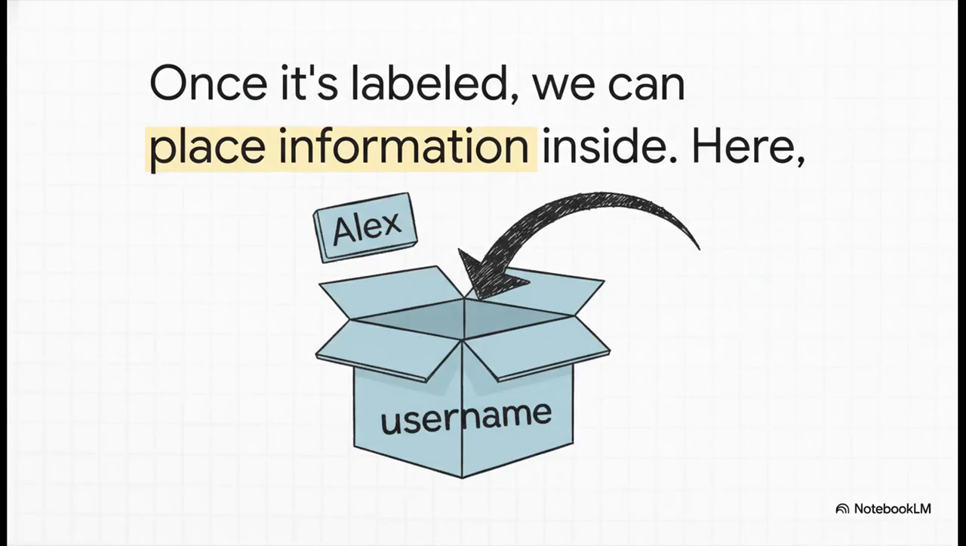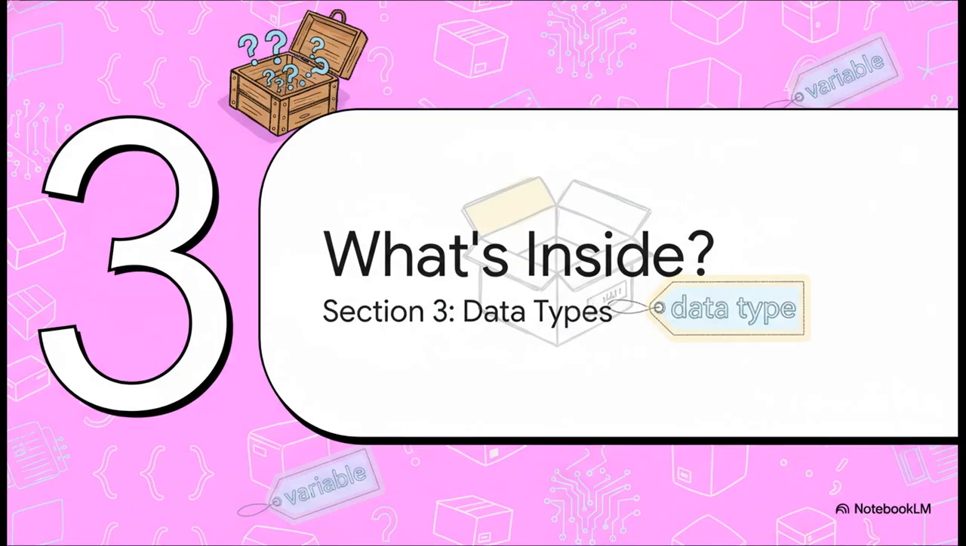Okay, so once we've got the label on it, we can put our information inside. So here, we're dropping the name Alex right into our username box. Now, anytime our program needs to know the user's name, it just looks for that label and checks what's inside. It's really that simple. All right, section 3 is called data types, what's inside.